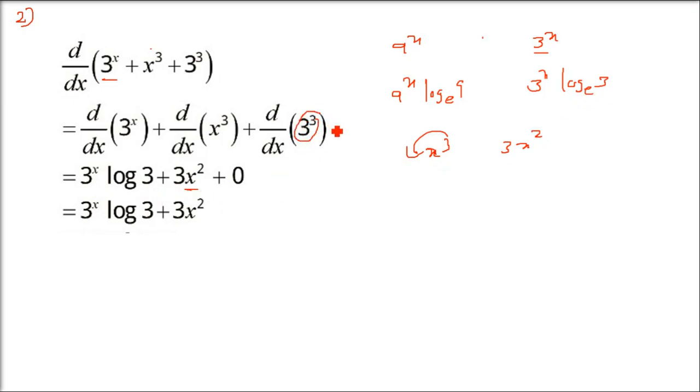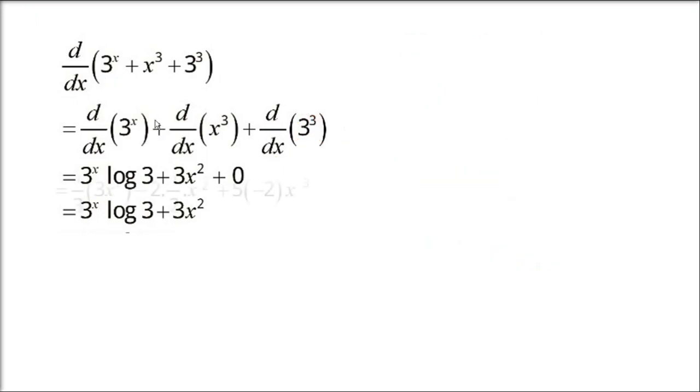This is a constant. Whenever you differentiate a constant, it will be 0. d by dx of c, constant. Even if you think that you can take 3 cube out and multiply by 1, it may seem somewhat different, but d by dx of 1 you know already, it's 0. So assume it to be 0.